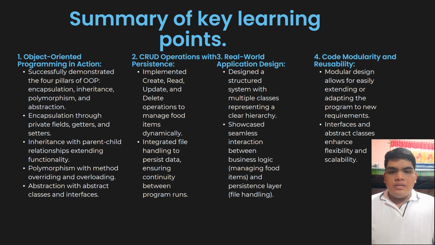Real-world applications are number 3. Designed a structured system with multiple classes representing a clear hierarchy. Showcased seamless interaction between business logic, managing food items, and the persistence layer, file handling. And finally, on to number 4, code modularity and reusability. Modular design allows for easily extending or adapting the program to new requirements. Interfaces and abstract classes enhance flexibility and scalability.